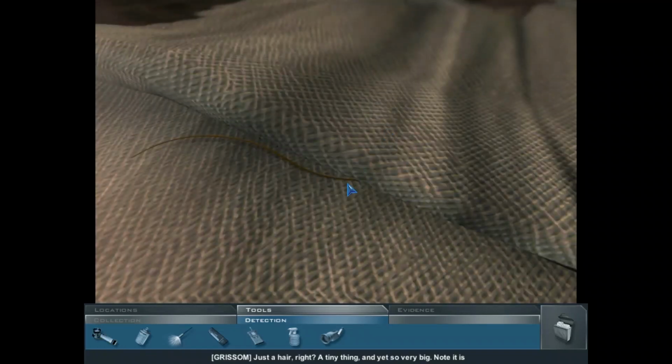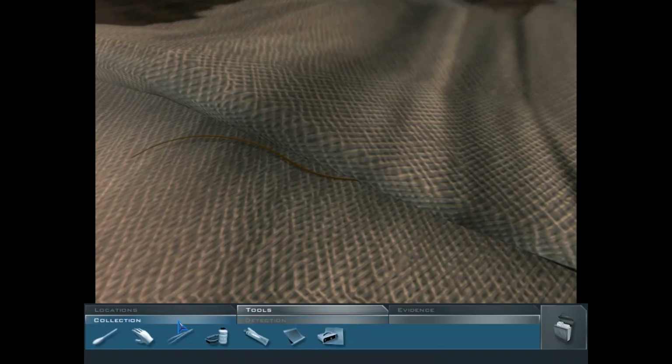Just a hair, right? A tiny thing and yet so very big. Note, it is not the victim's hair color. Someone else was here, in close proximity to the deceased. Select the tweezers by clicking on the Collection Tools sub-tab, then clicking on the tweezers. Now, move the tweezers over the hair and click. Evidence you collect is added to your Evidence folder. To look at it, click on the Evidence tab now.